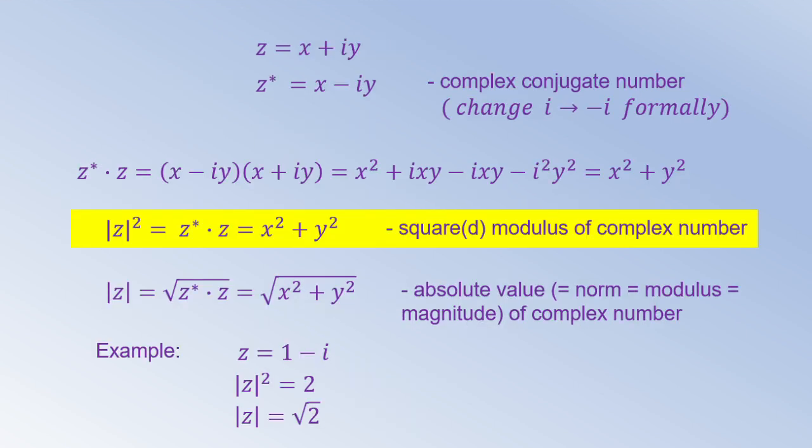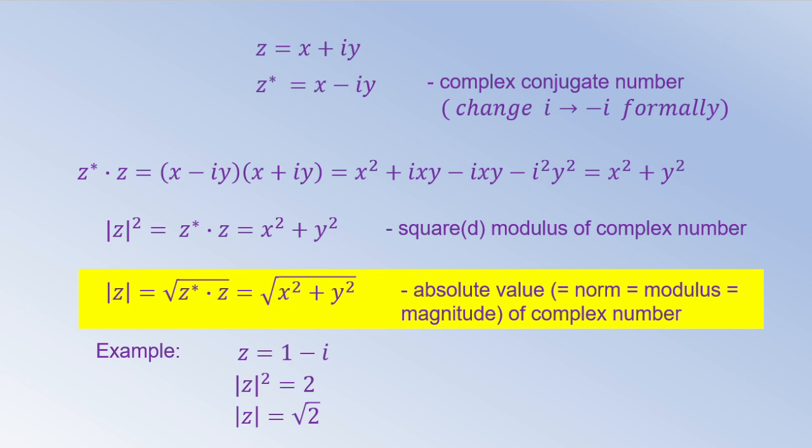This product z star z plays an important role in physics, and it is called the square modulus of the complex number. Then, by definition, the absolute value or norm of z is the square root of z star z, and it is equal to the square root of x squared plus y squared. This is somewhat reminiscent of the Pythagorean theorem and hints at the idea that a complex number can be drawn as a point on a plane.